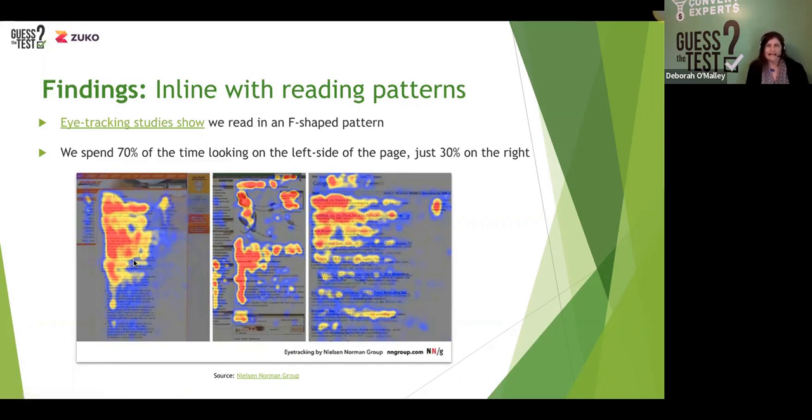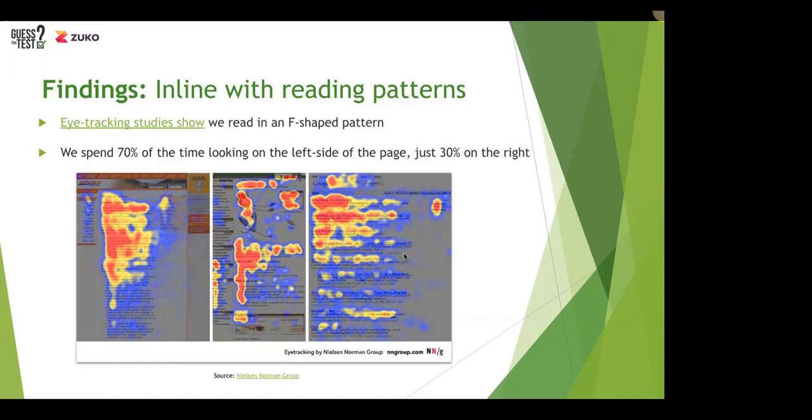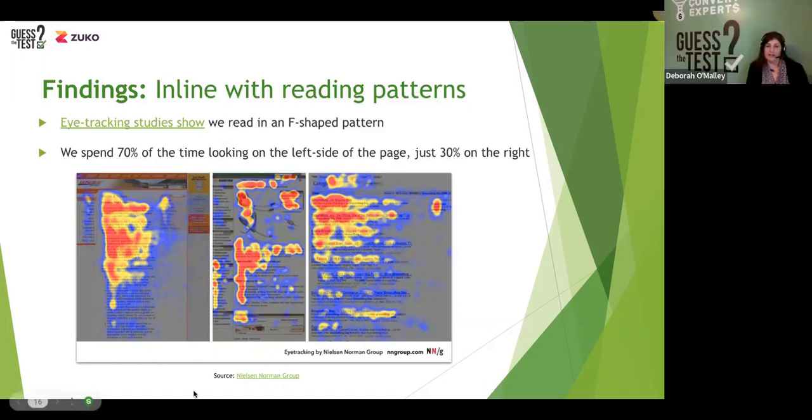websites. Now, it is task dependent, so your reading behavior is going to change based on the task you've been given or the goal you're trying to accomplish on the website. But overall, this F-shaped pattern persists, and we actually spend about 70% of the time looking at the left side of the screen, as you can see in these heat maps, and only about 30% looking at the right side of the screen. That's according to the Nielsen Norman Group.